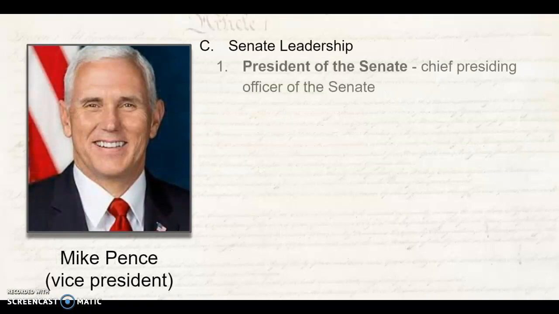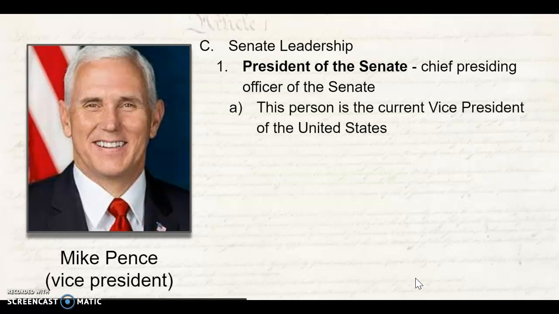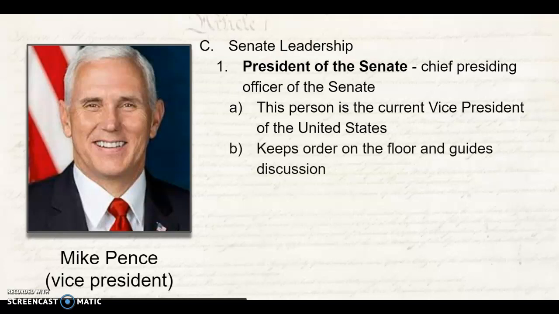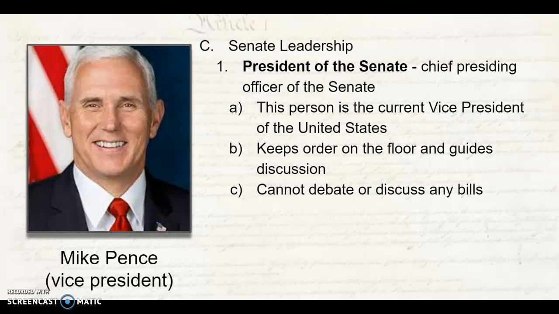All right, the Senate leadership. The President of the Senate is the Chief Presiding Officer of the Senate. This person is the current Vice President of the United States. So Mike Pence, who is the current Vice President, has one of his roles as the President of the Senate. He keeps order on the floor and guides discussion. They cannot debate or discuss any bills. So you can see that the Senate leadership has a very different role than the House of Representatives leadership.